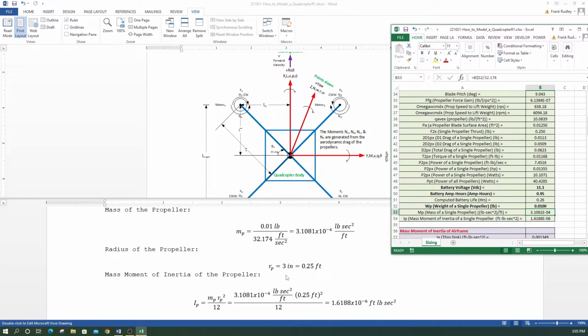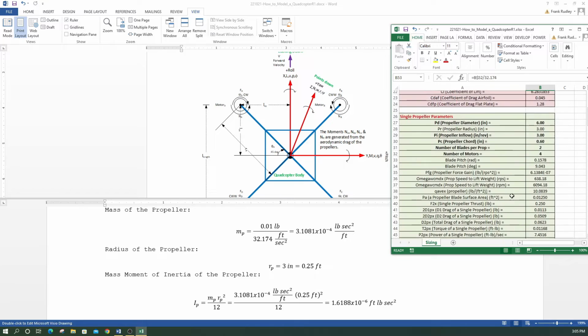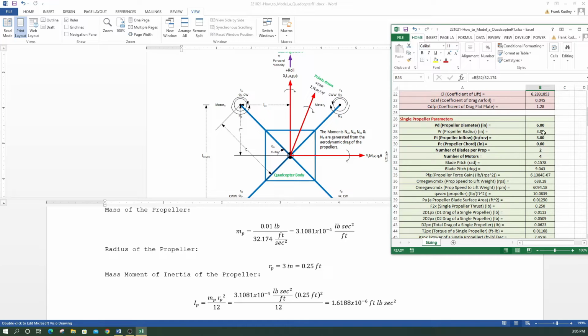The radius of our propeller is 3 inches, which is 0.25 feet. Well, our input here is the diameter, and it's 6 inches, so that's in bold. To get the radius, we just divide that by 2. I want to get rid of the $ sign in front of the first B, because it'll make it easier. I'll have to go through the spreadsheet again to make sure that's the case.